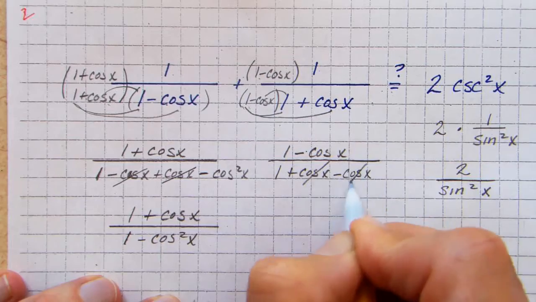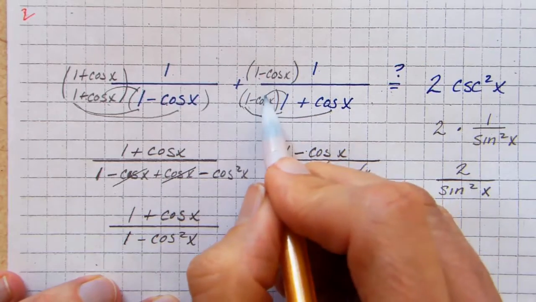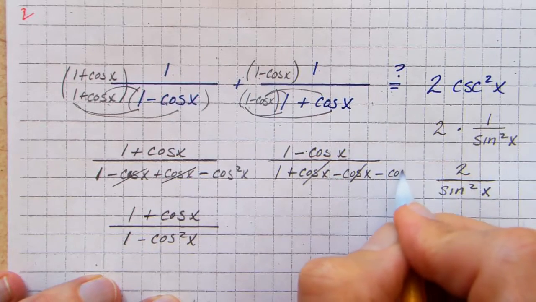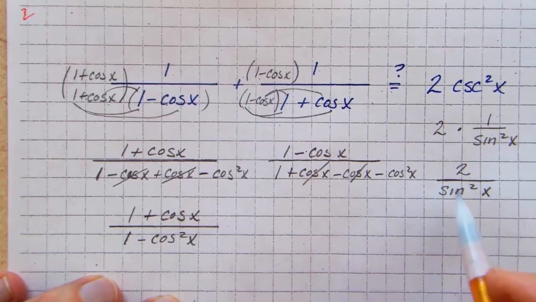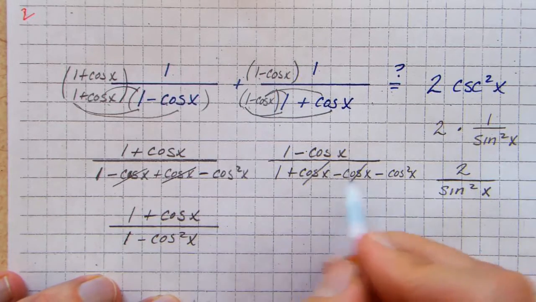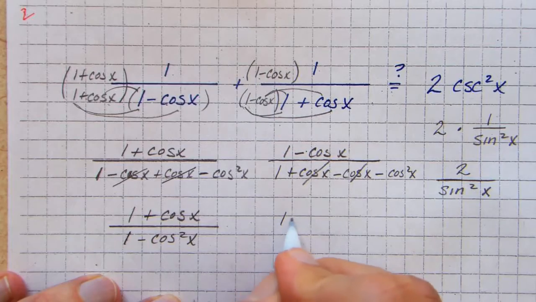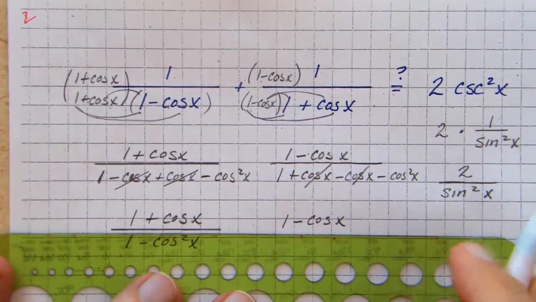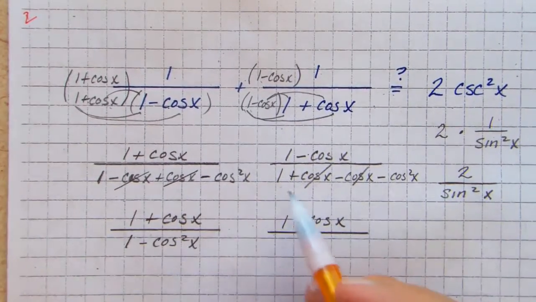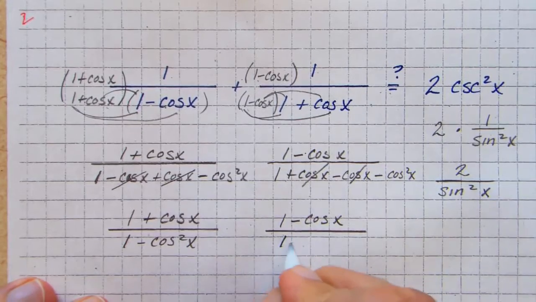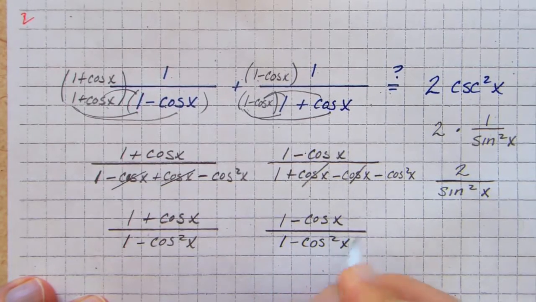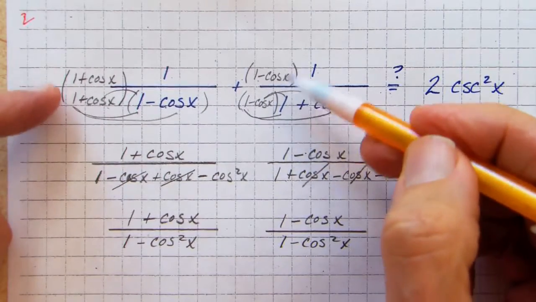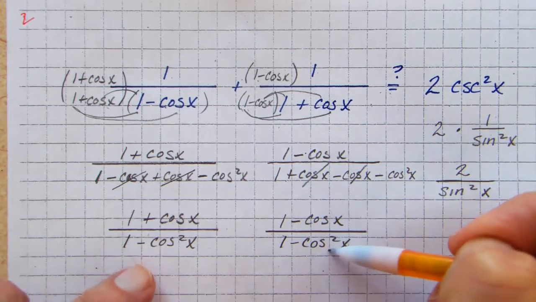So those cancel out. And then we've got negative times positive, so negative cos squared. Didn't leave myself a lot of room here, but hopefully you'll be okay. So then this is going to be 1 minus cos x over 1 minus cosine squared. Again, we got the denominators to be the same, and that was the whole point of choosing these multipliers, to get these denominators the same.